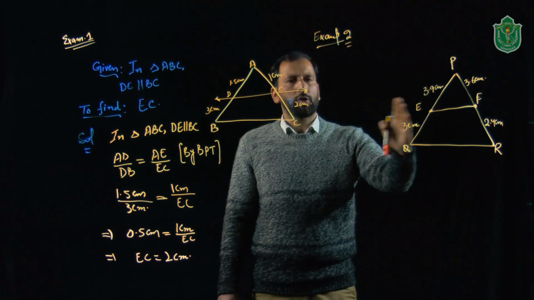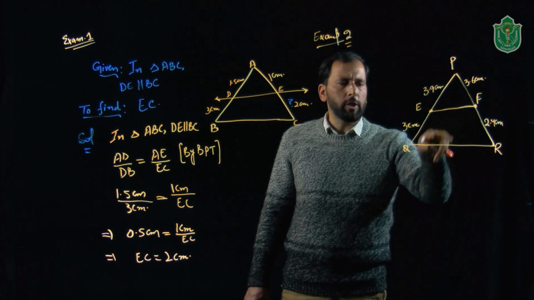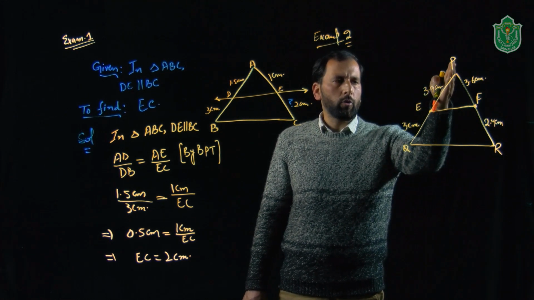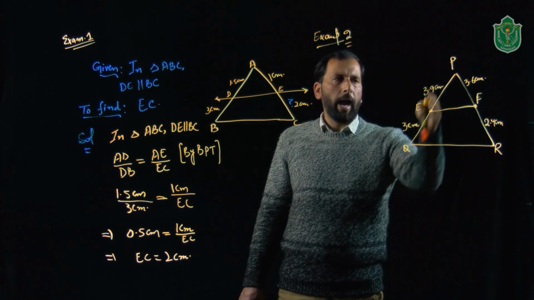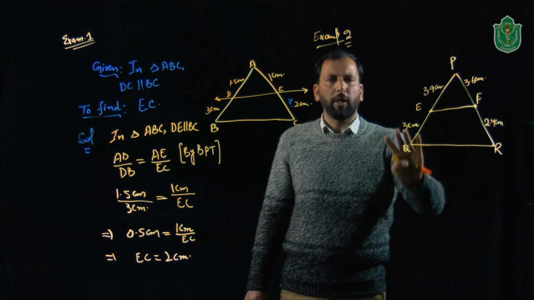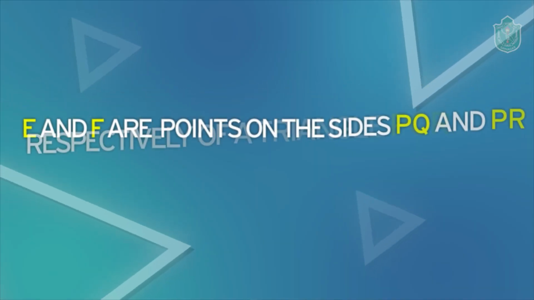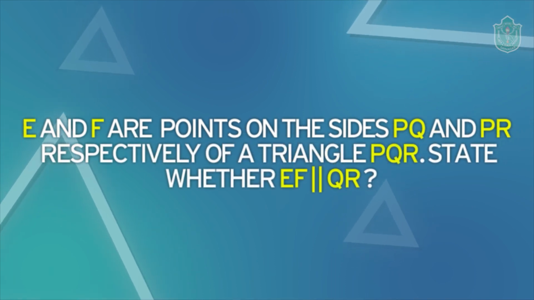If a line divides two sides of a triangle in the same ratio, then the line is parallel to the third side. So here, first of all, we have to check whether this point E divides PQ and F divides PR in the same ratio. If they divide in the same ratio, then this line EF is parallel to the third side, otherwise it is not parallel to the third side.